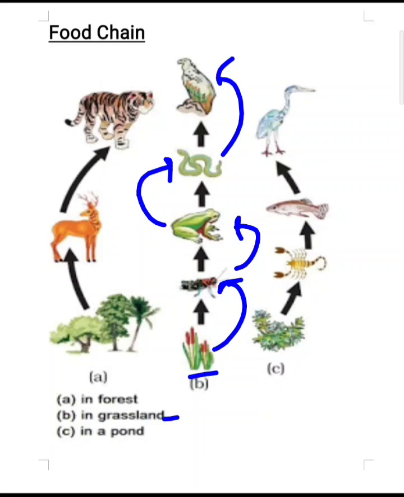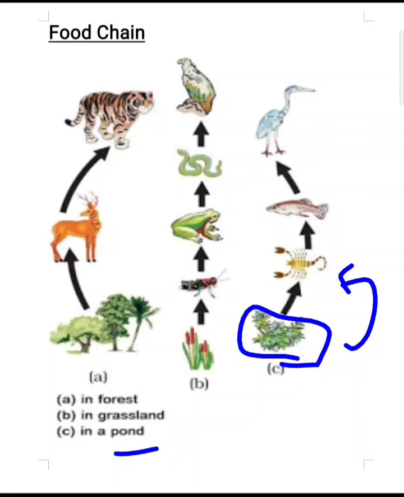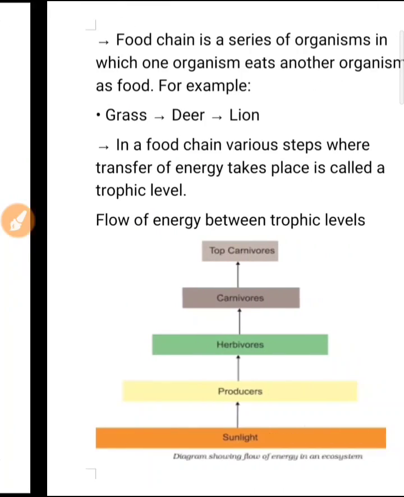It is in grassland. If we talk about food chain in a pond, what happens? This is phytoplanktons. Phytoplanktons are the small plants present in water. So phytoplanktons are eaten by zooplanktons. Zooplanktons are the small organisms present in the water. Zooplanktons are further eaten by small fish, or you can say fish, and this fish is further eaten by large organism. So you can see here that one organism eats another organism, and this is a food chain.